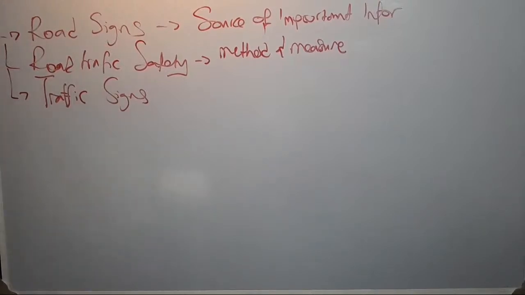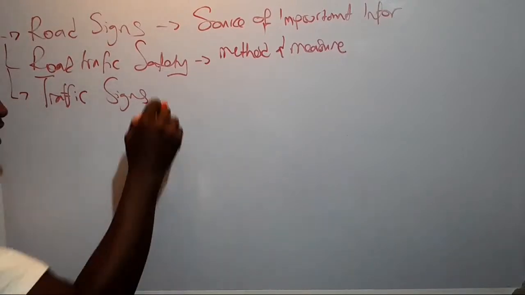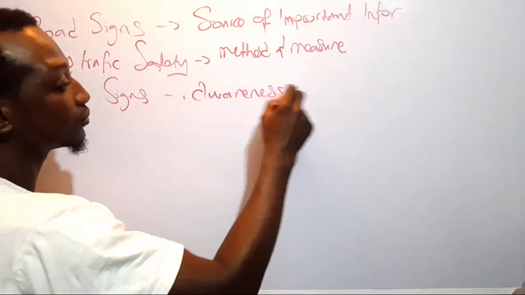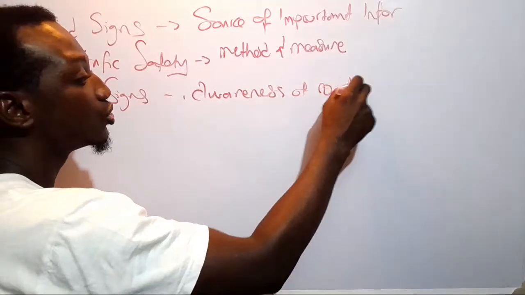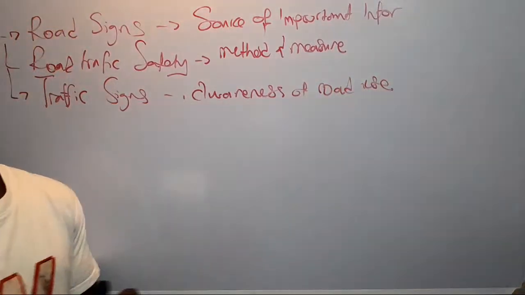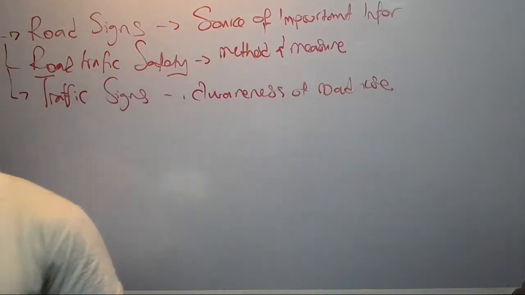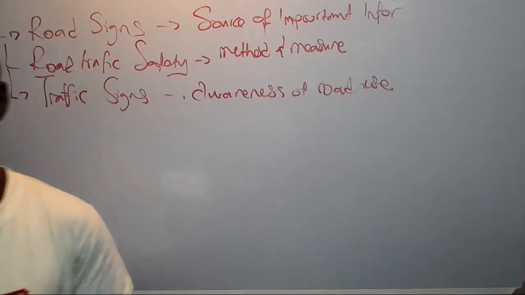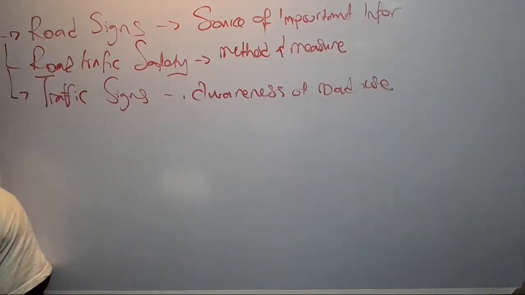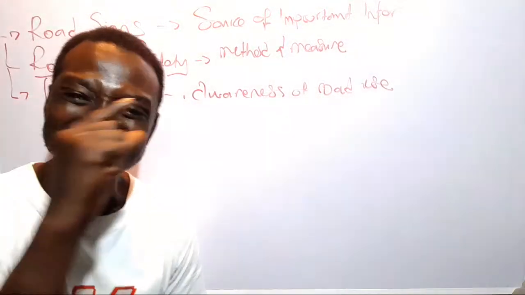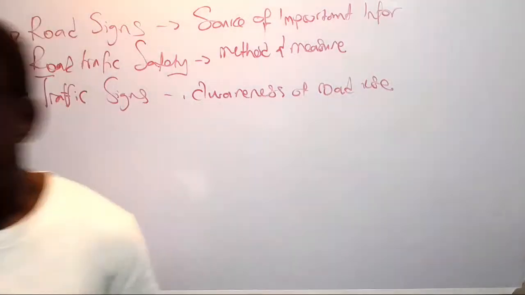Now, it also creates awareness of road rules that can lower chances of accidents. Awareness of road use. Basically, if you understand a thing so well, the chances of misusing or abusing it, or the chances of accidents using that thing which you have a proper understanding of, is reduced to the barest minimum.